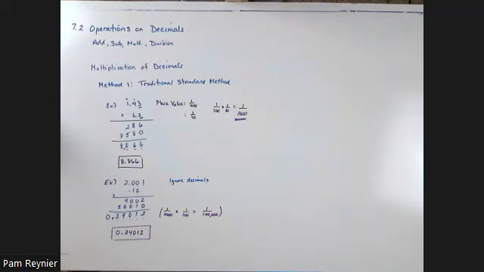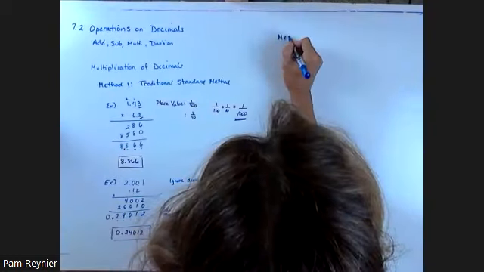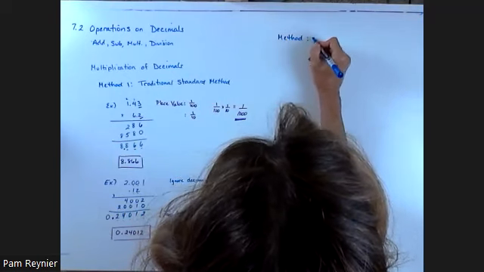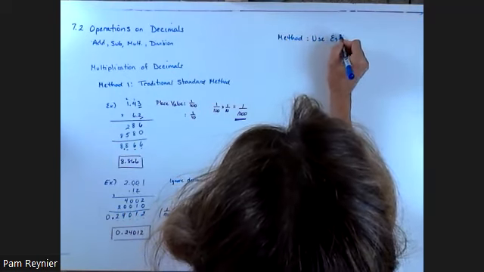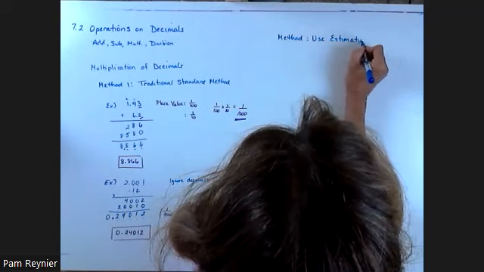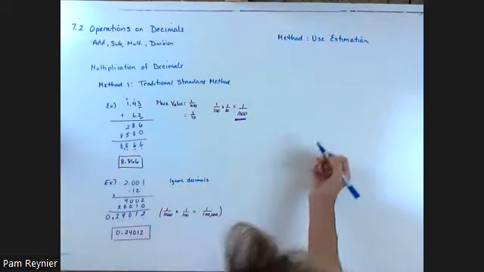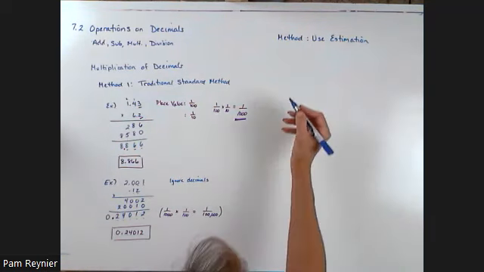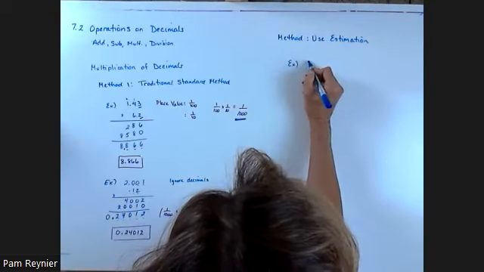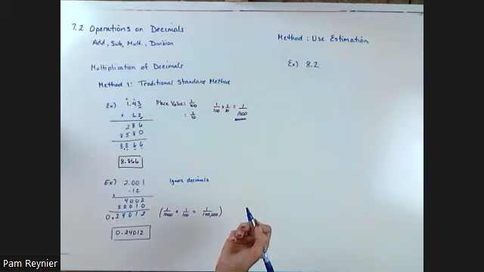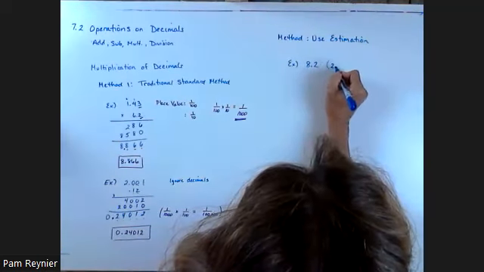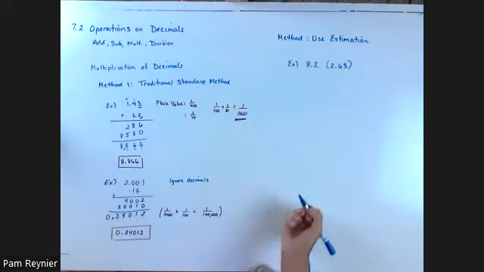Okay. A second method is a little bit more, well, it's not exact because we can estimate to get an idea. Use estimation and logic. So for example, if I give you 8 and 2/10, and we want to multiply by 2 and 63/100, there's a couple things we can do.